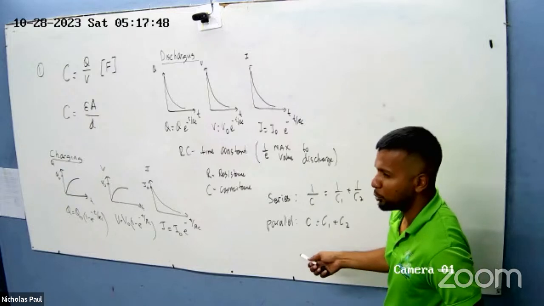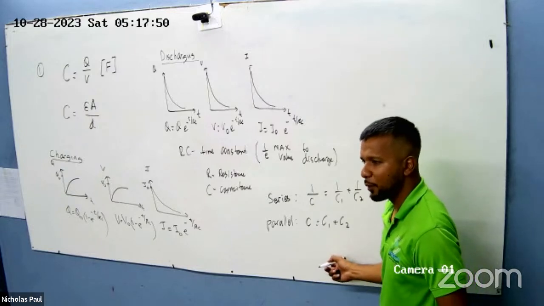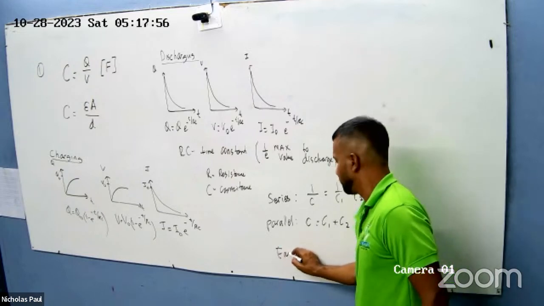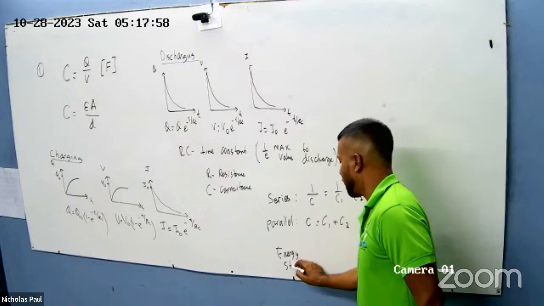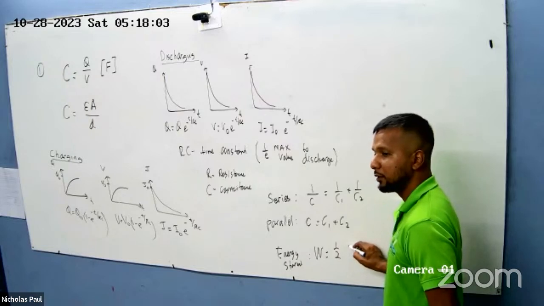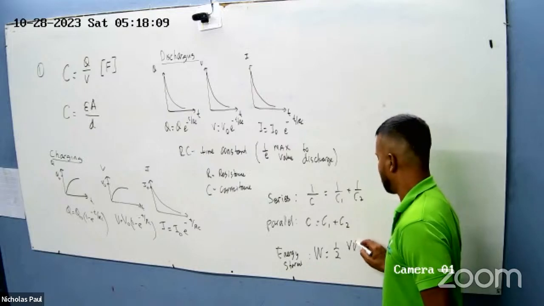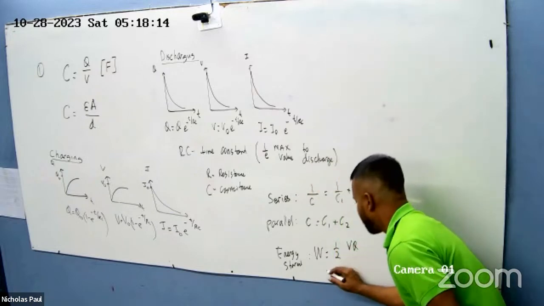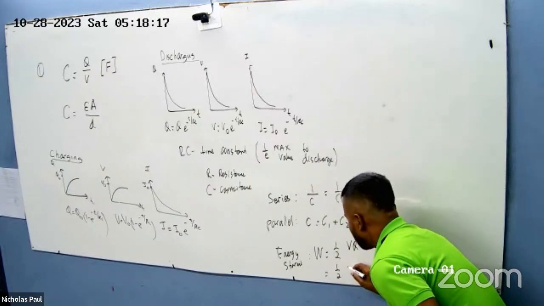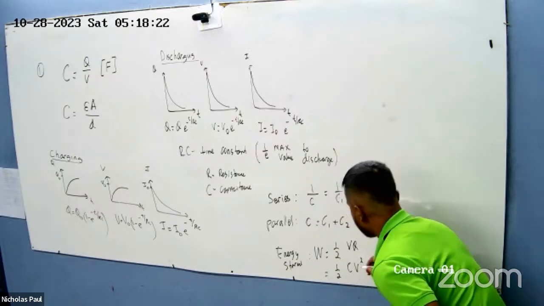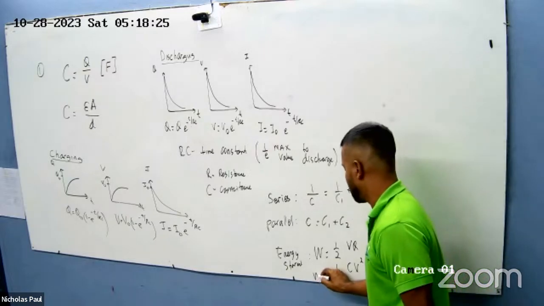And one last thing we went through real fast. What was the last thing I went through? Energy stored, which is W equals one half QV. And I gave you the next version as well: one half CV squared. You can figure out the other one.